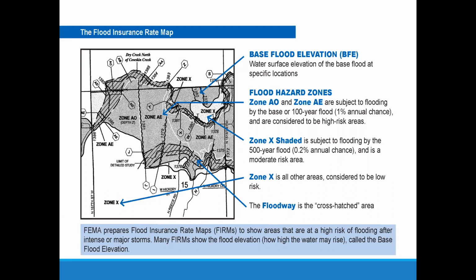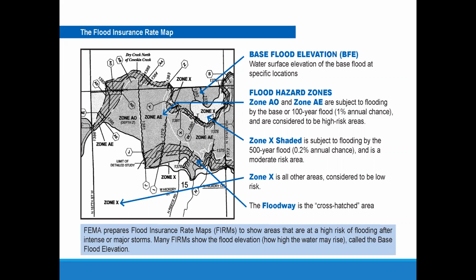Otherwise, we have zone AO. So it has a blue arrow pointing to that. So zone AO is a shallow flooding area. So it doesn't have a base flood elevation. It has flood depth. So it's a little bit different, and the way we regulate it is a little bit different. But we are trying to phase those out as much as possible. They have kind of created some issues here and there. And then zone AE. So this is a zone A with a base flood elevation. So we are able to calculate a base flood elevation in these areas.